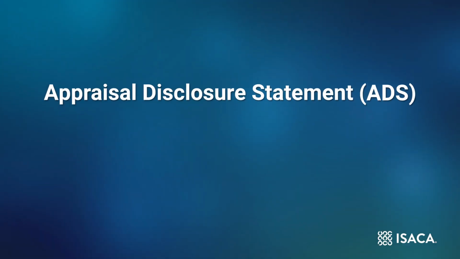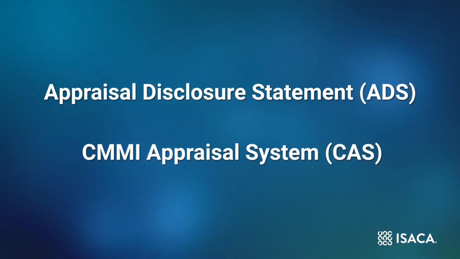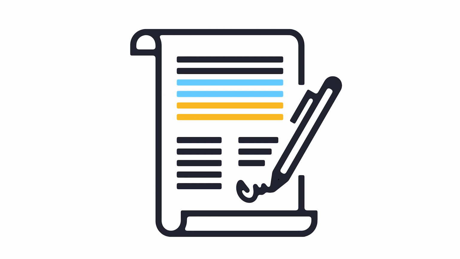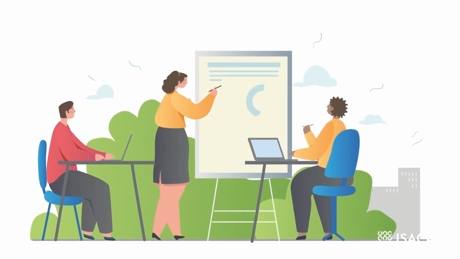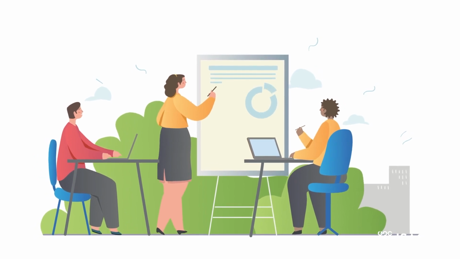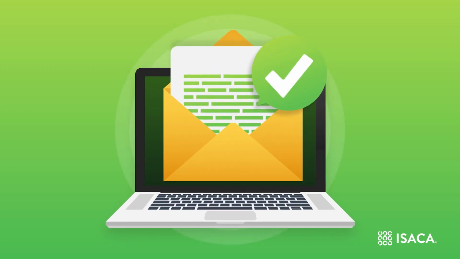The sponsor must sign off and agree that the appraisal was conducted in accordance with the MDD. As part of the submission, an appraisal disclosure statement, or ADS, is created in the CMMI appraisal system, or CAS. This needs to be reviewed with and signed by the sponsor. The review usually happens around the time of the final findings presentation. Approval of the ADS can be done in CAS and should be finished as soon as possible to enable quick submission of the appraisal to ISACA.